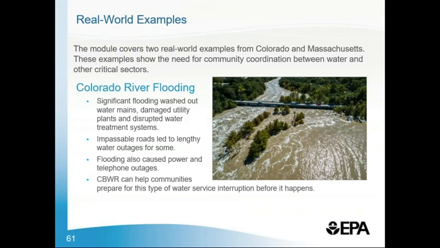The real-world examples that I mentioned. So the module covers 2 real-world examples. The one is the Colorado River flooding. And here there was significant flooding that washed out water mains and damaged the utility plants.